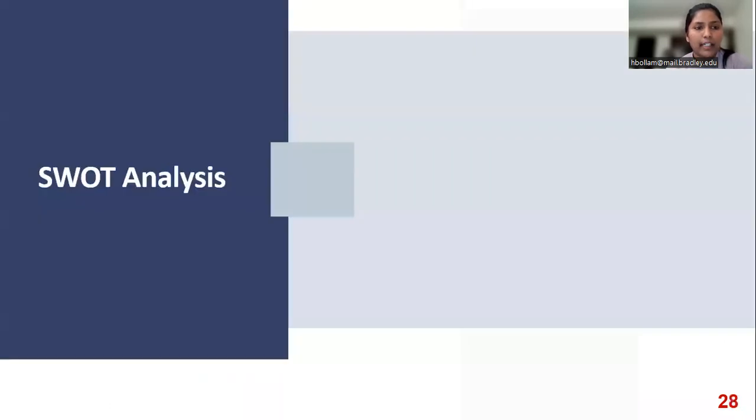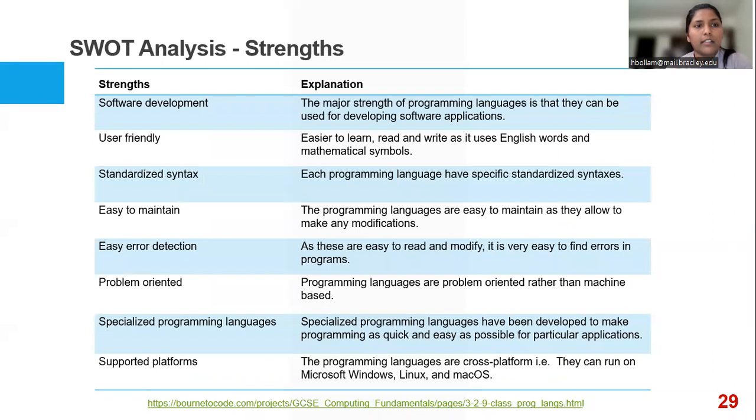Coming to the SWOT analysis, these are the strengths of the best programming languages for software development. The major strength of programming languages is that they can be used for developing software applications, and they are easy to learn, easy to maintain, user friendly, and easy for error detection.